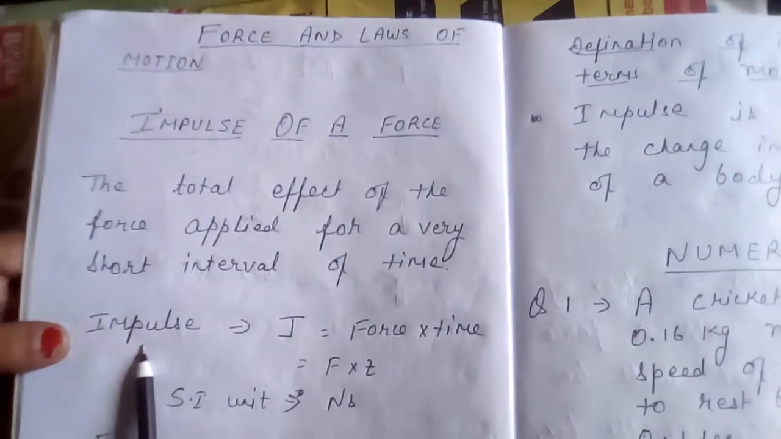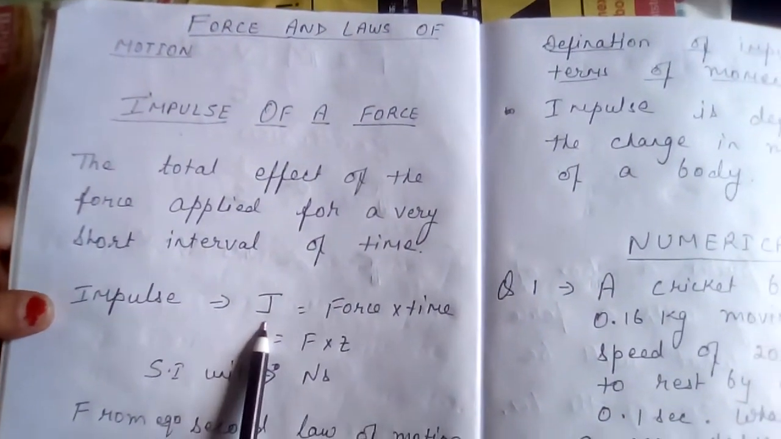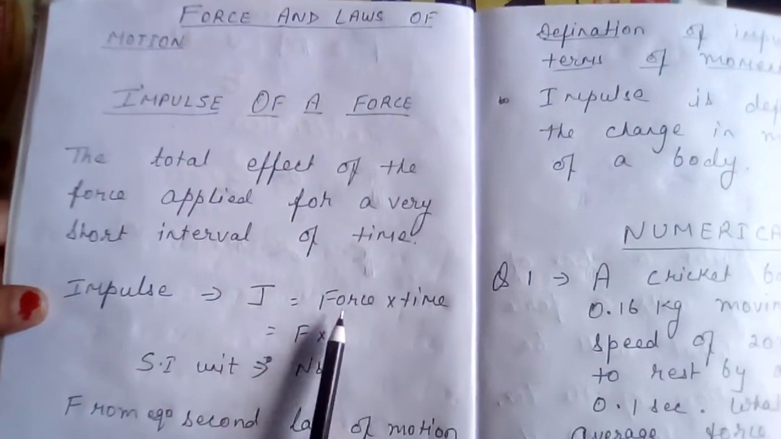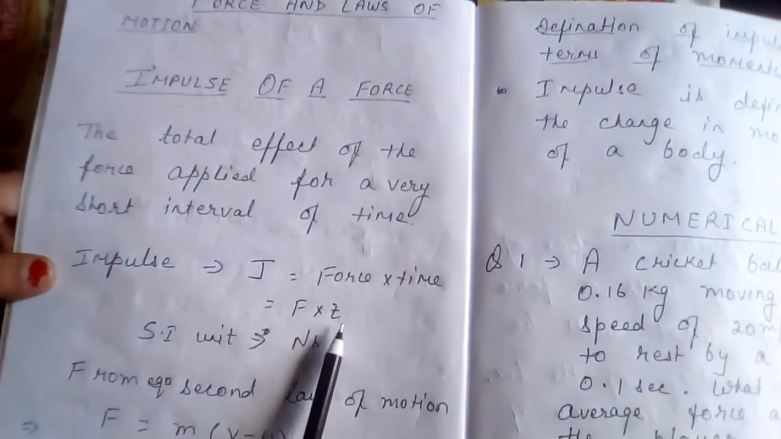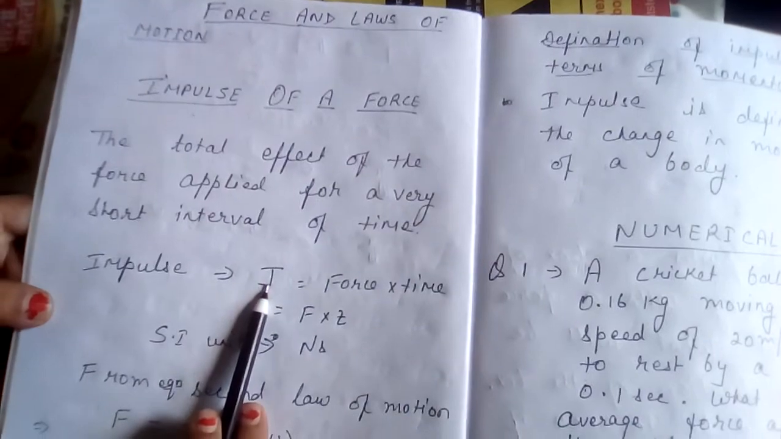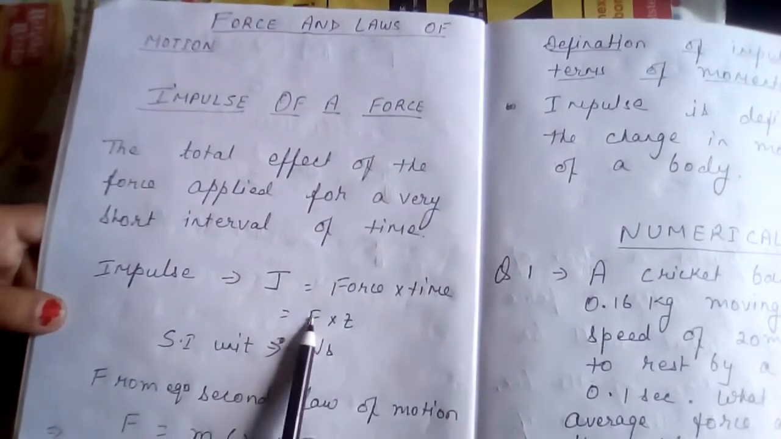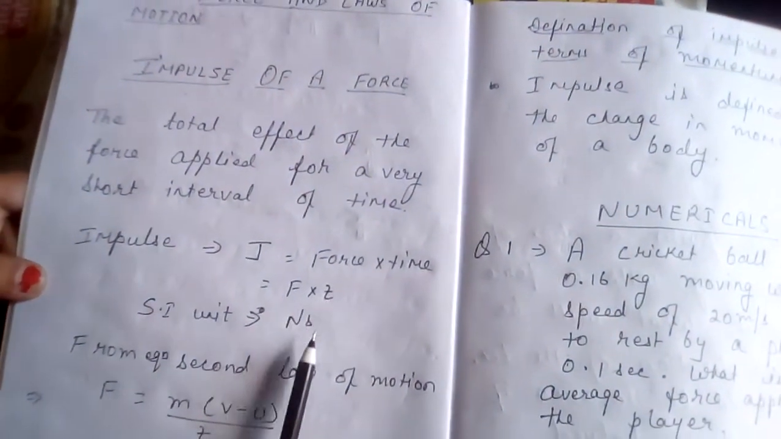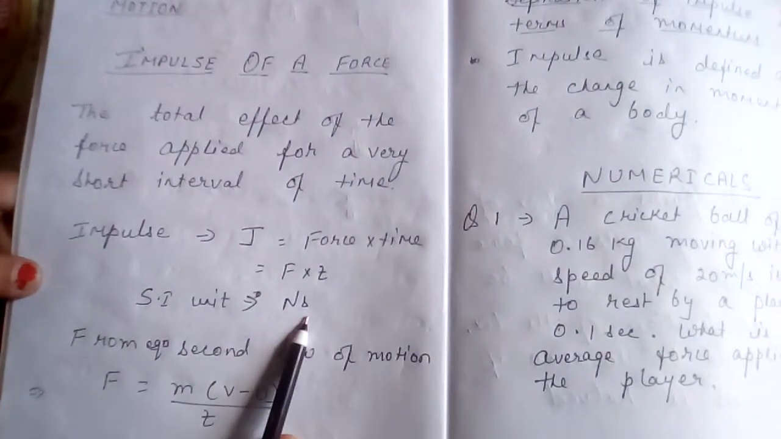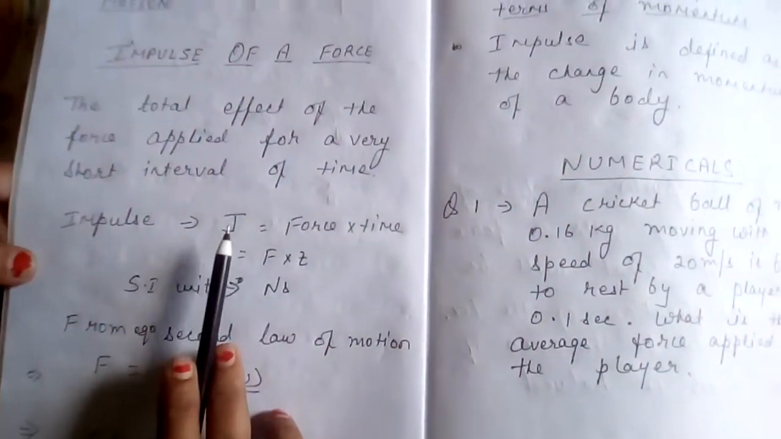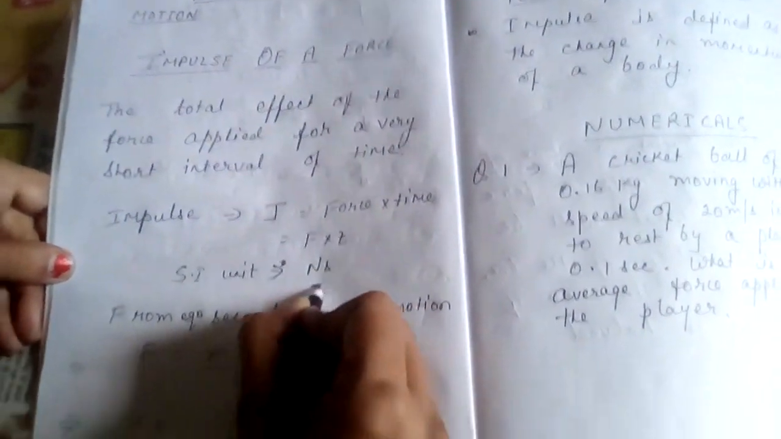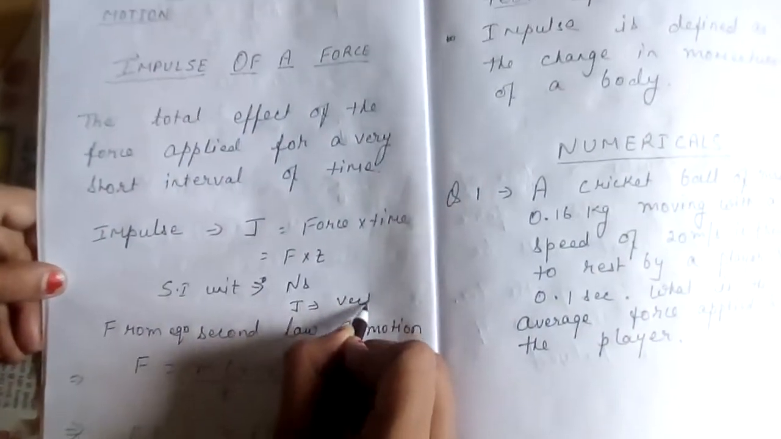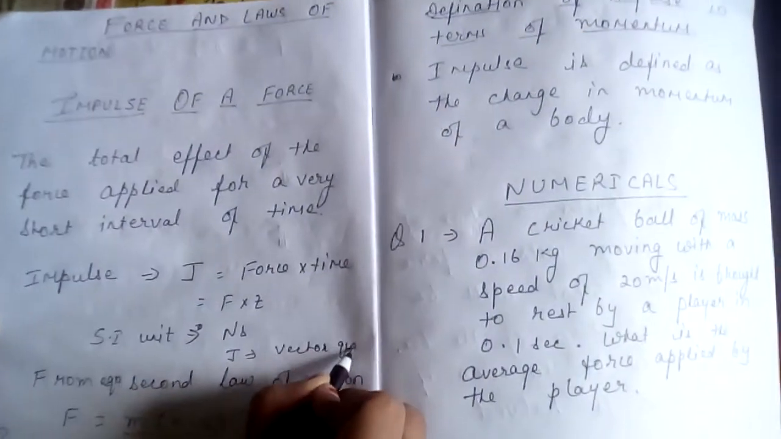Impulse is denoted by J, which is force applied for a very short interval of time. So J = F into t. The SI unit of J is force Newton, time second, so it is Newton second. J is a vector quantity.